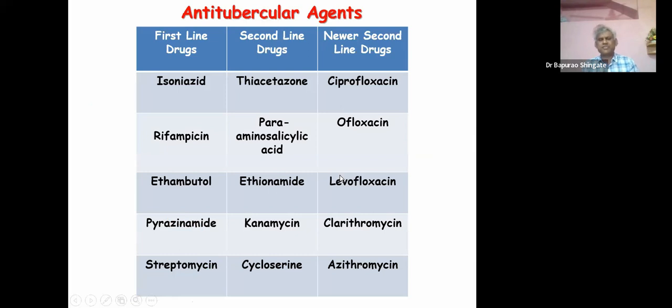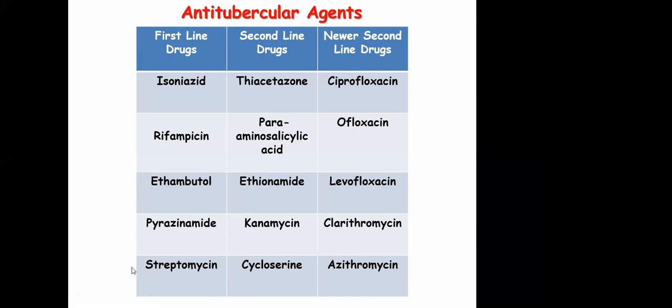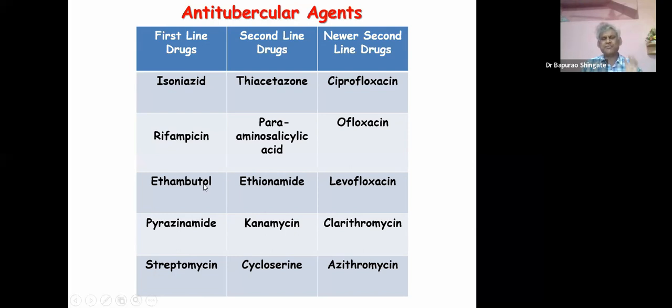Here I am showing you what the first line drugs are, what the second line drugs are, and the newer second line drugs. The first line drugs are very small in terms of structure, like isoniazid, ethambutol, pyrazinamide, and no doubt streptomycin. Streptomycin and rifampicin are bulkier drugs, somewhat macrocyclic compounds. Second line drugs are thiacetazone, para-aminosalicylic acid, and kanamycin. The newer second line drugs are higher antibiotics: ciprofloxacin, ofloxacin, levofloxacin, clarithromycin, azithromycin.